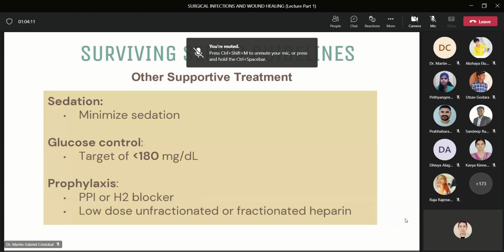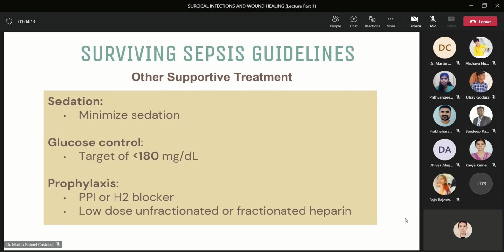One should also discuss advanced care planning with patients and families and set realistic expectations.